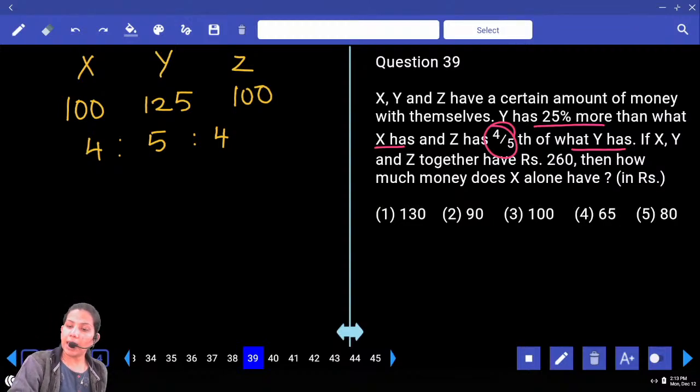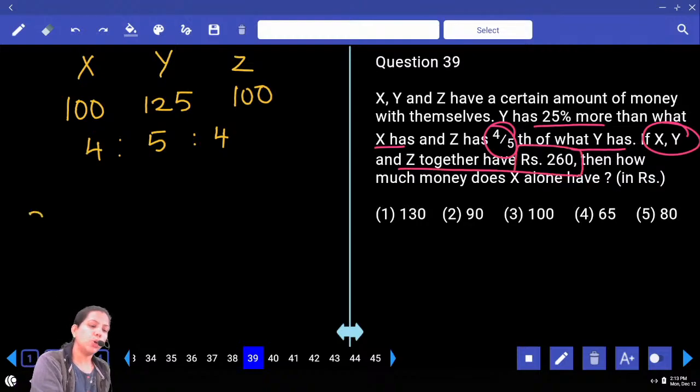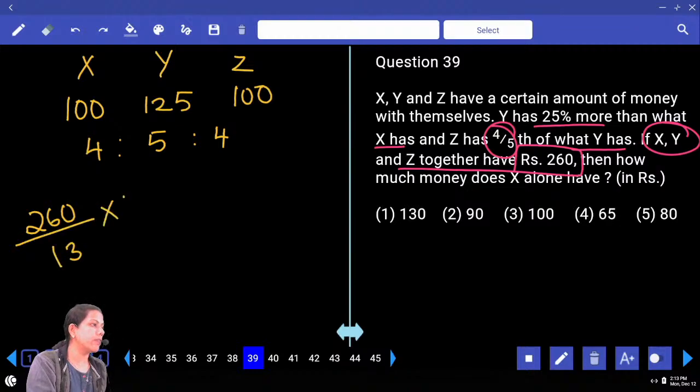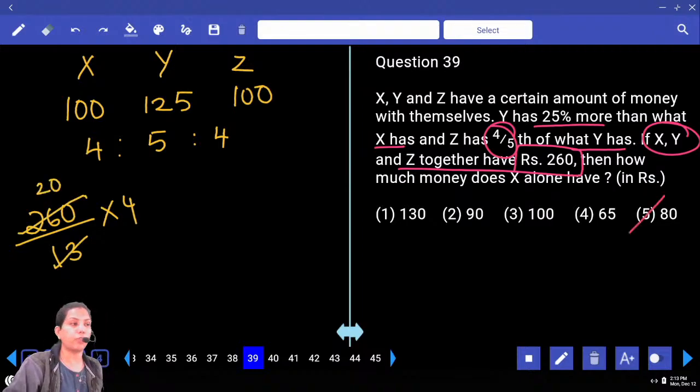Next, if X, Y, Z together have how much? 260. 260 is the amount of all the 3 persons. How many parts? 13 parts. And the question is X alone, it is 4 parts. 260 by 13 is 20, 20 into 4 is equal to 80, fifth option.